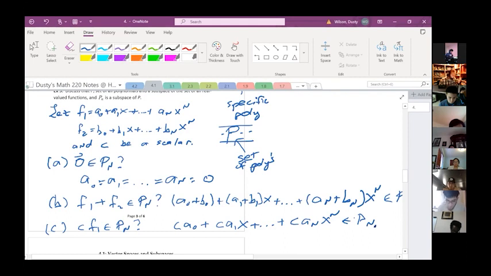So what do we conclude from all this? You conclude that Pn is a subspace. In this case, it's a subspace of the set of all real valued functions. Okay.